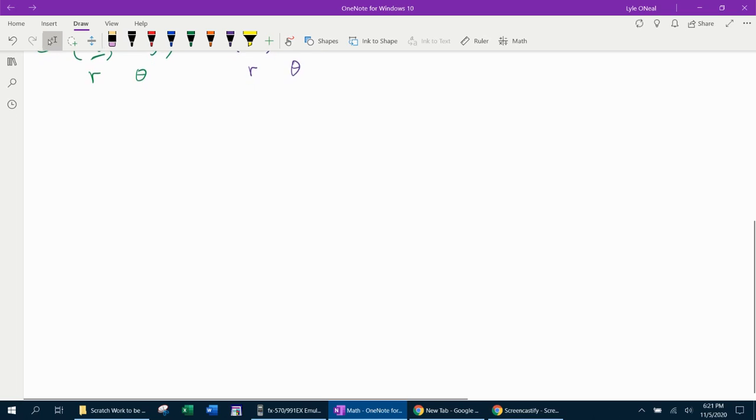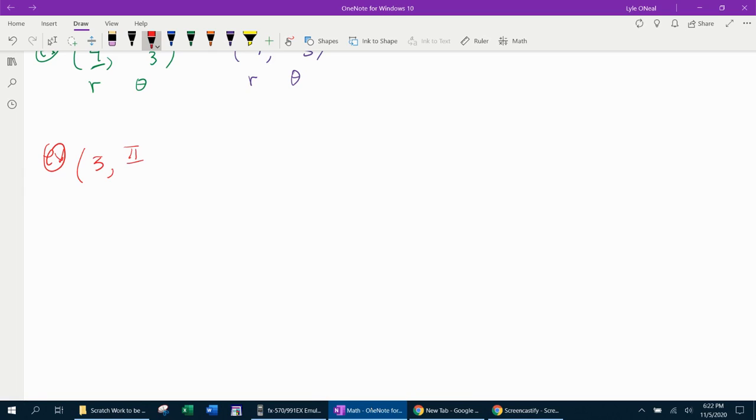Now, the next thing we're going to move on and look at is converting. And that's going to take us to this example right here. Next example, let's look at 3, pi over 2. They tell us polar coordinates are given. Find the rectangular coordinates.